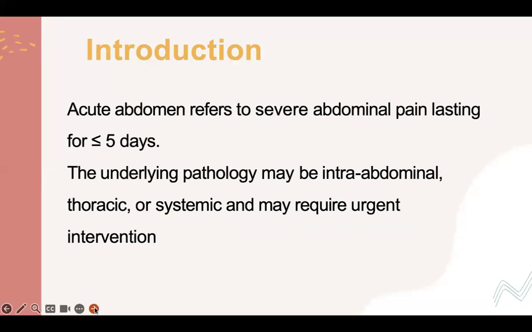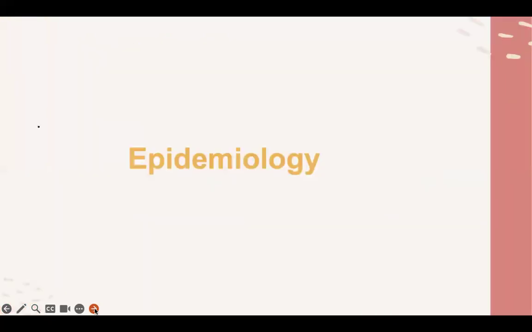It can be an extra-abdominal cause as well, like in myocarditis and congestive cardiac failure. The cause is thoracic, but abdominal pain can be present because of the CHF hepatomegaly. And pneumonia can cause severe abdominal pain in the case of lower lobe pneumonia. So the underlying cause can be either thoracic or some other systemic cause as well.